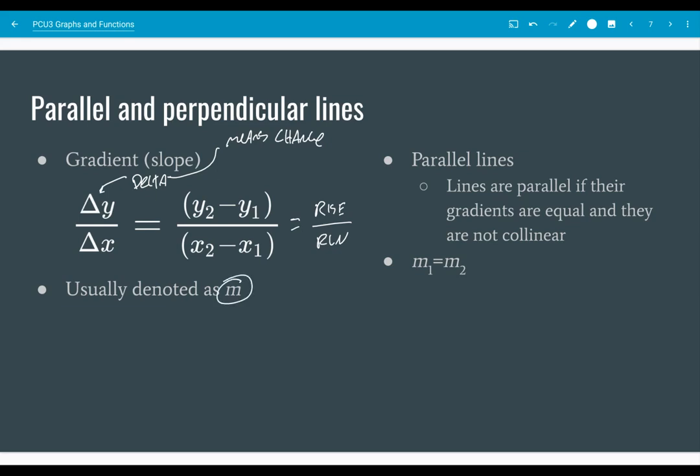If two lines are parallel, meaning they have the same slope, we can denote them with symbols like that. Hopefully you remember from geometry. That is when the slopes are the same. Now, this last bit, they are not collinear. What that means is if I have one line, as this bottom one, and I have a second line right on top of it, those are not parallel. They are the same line, so they can't be parallel.